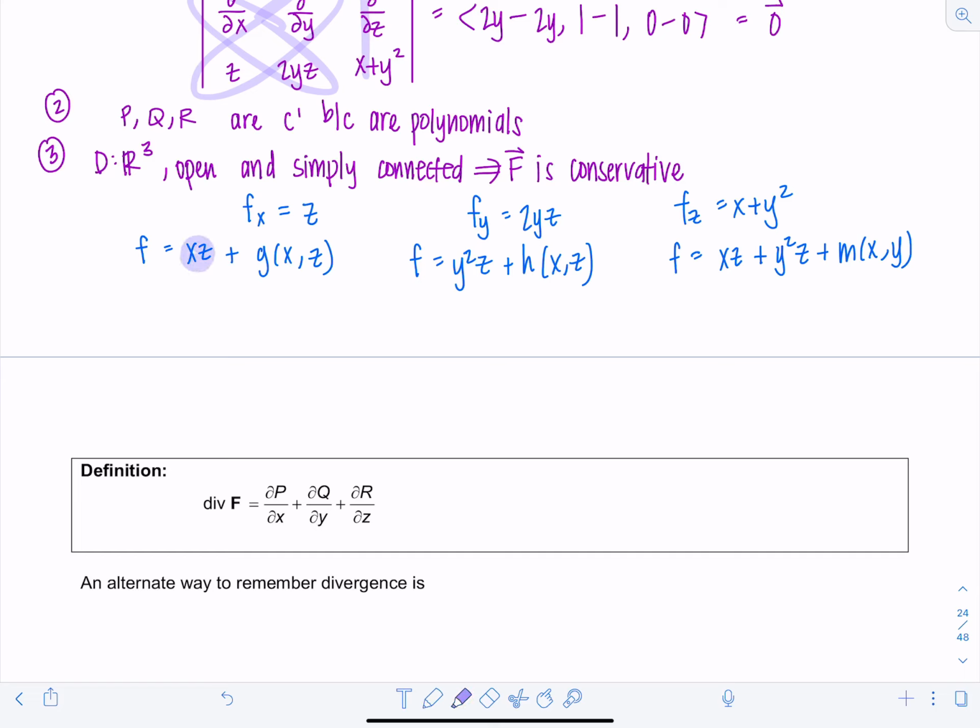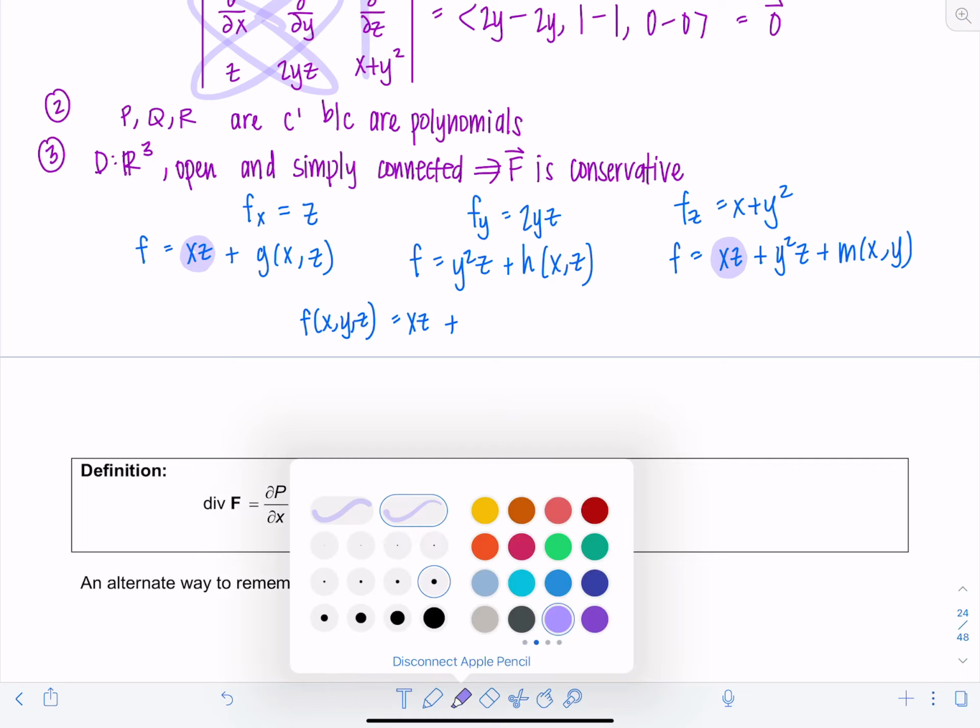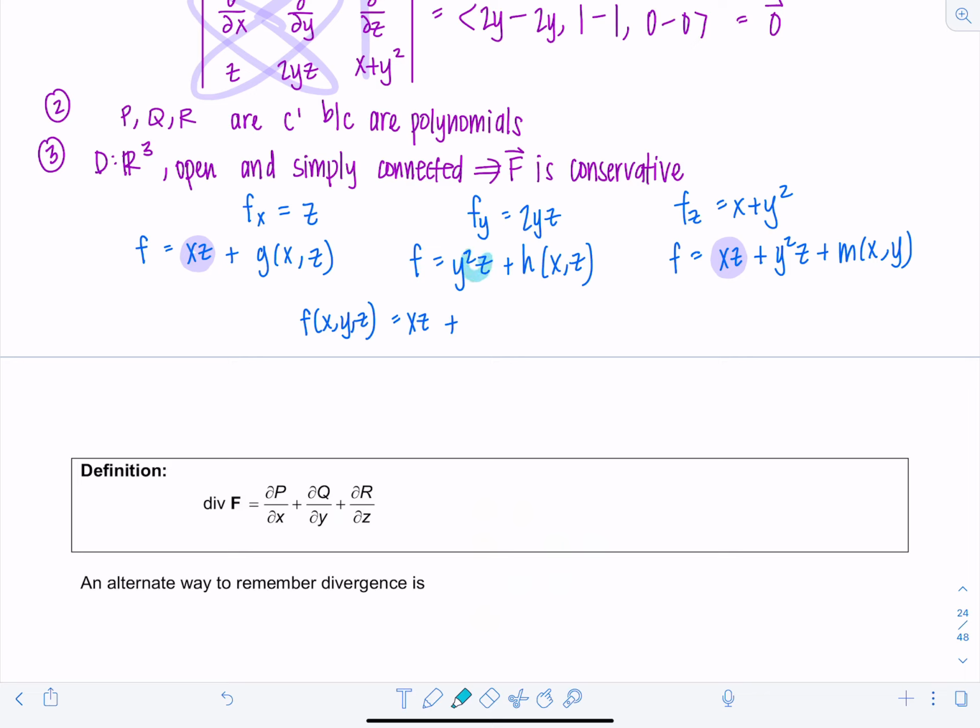So I've got xz. All right. So my potential function f of x, y, z has xz in it. Plus, let's see here. Well, y squared z, that's the next term that's appearing. Y squared z. And I think we have everything accounted for, yes? Okay, so there's our potential function. And that's all we do with it for this particular problem.